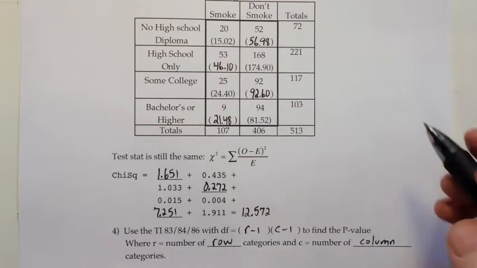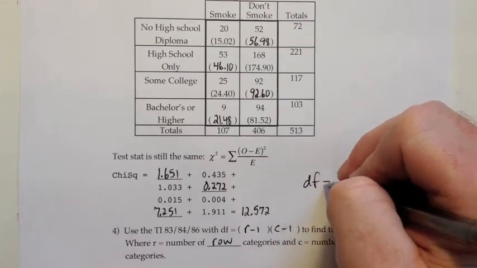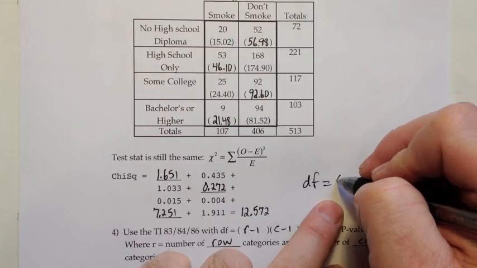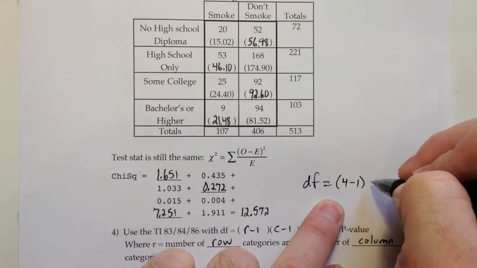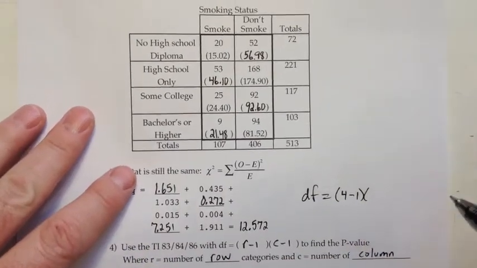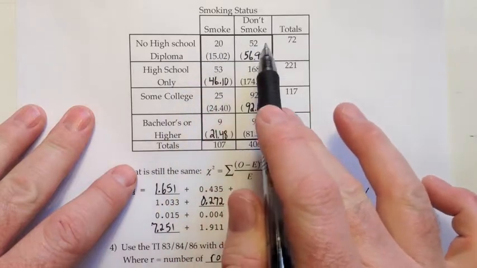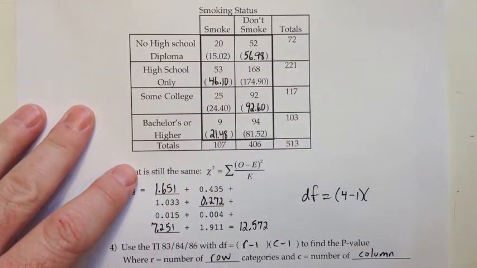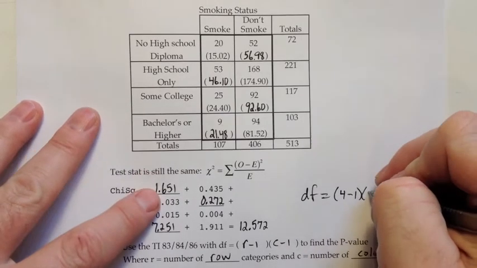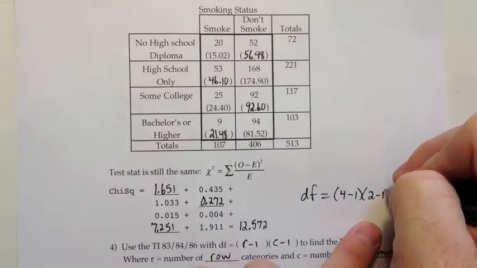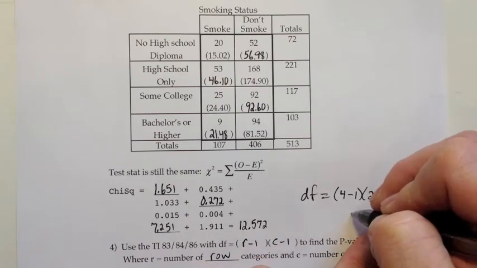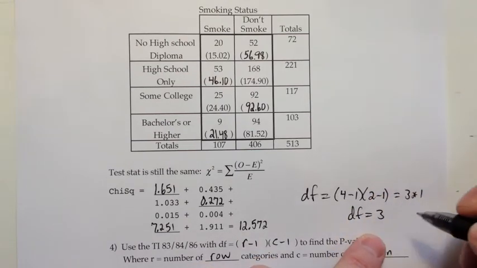So for our degrees of freedom here, how many row categories do we have? 1, 2, 3, 4 rows. So we would do 4 minus 1, times how many different column categories do we have? Smoking and not smoking. We don't count the total as a category. So smoking or not smoking are our categories vertically. So that would be a 2 minus 1 right here. So we end up with 3 times 1, or just a DF of 3.